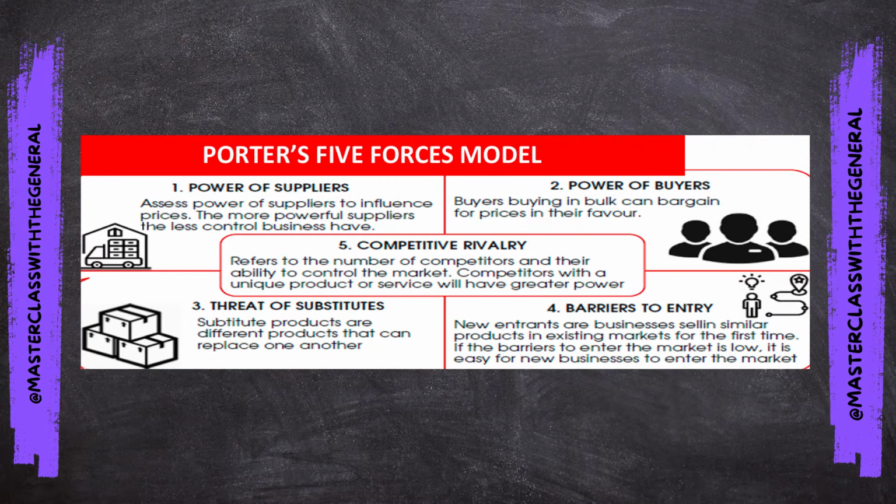Number 5, competitive rivalry. Now, to make this easier for you, I've come up with a way where you can easily remember them. This is going to be 3 P's and 2 T's. The 3 P's are going to be powers and the 2 T's are going to be threats. So the 3 P's are power of buyers, power of suppliers, and power of competitors. Your threats are going to be threat of substitute products and threat of competition. So let's start with power of suppliers.